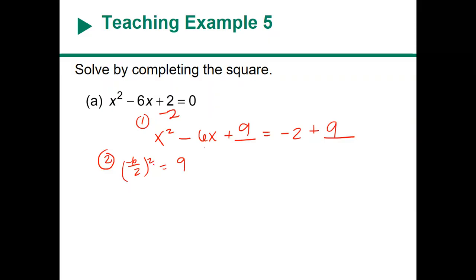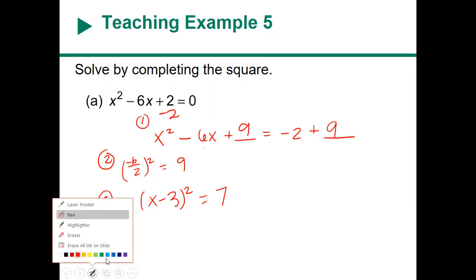Is b divided by 2 squared? B over 2a, that's the x of your vertex. So 3, I'm going to factor this, and this factors down to being x minus 3 squared equals 7.